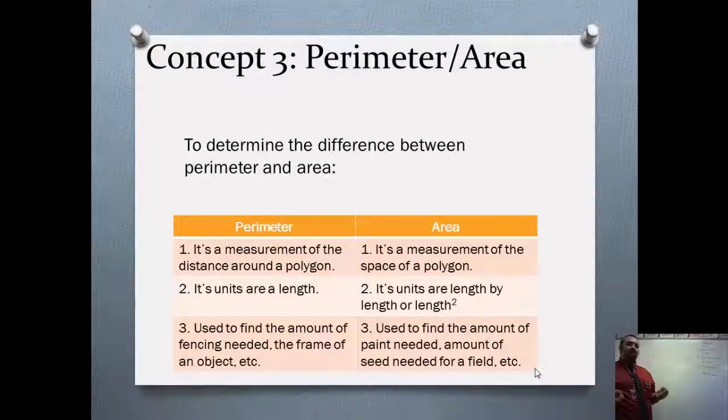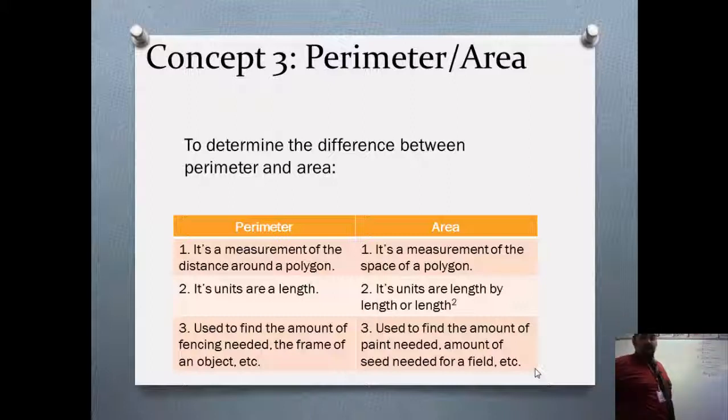Now, when to know to use perimeter in a word problem. Use it to find the amount of fencing needed, the frame of an object, anything that is around the edge of the object. That's the key that you're looking for perimeter. Also, its units are singular. It's not going to be like meters squared or meters cubed. It's just going to be meters. That's a clue that it's perimeter.